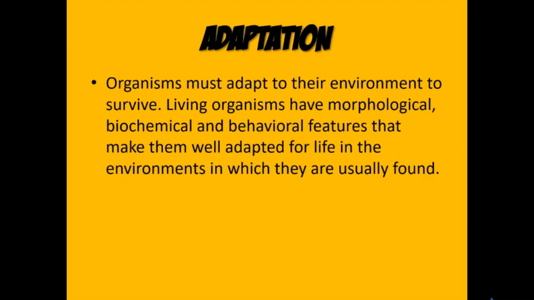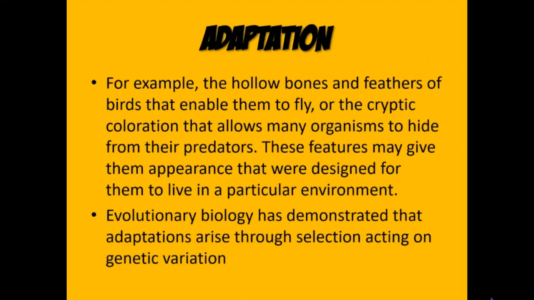And then in terms of adaptation, organisms must adapt to their environment to survive. Living organisms have morphological, biochemical, and behavioral features that make them well adapted for life in the environments in which they are usually found. For example, the hollow bones and feathers of birds that enable them to fly, or the cryptic coloration that allows many organisms to hide from the predators. These features may give them appearance that were designed for them to live in a particular environment. Evolutionary biology has demonstrated that adaptation arises through selection acting on genetic variation.